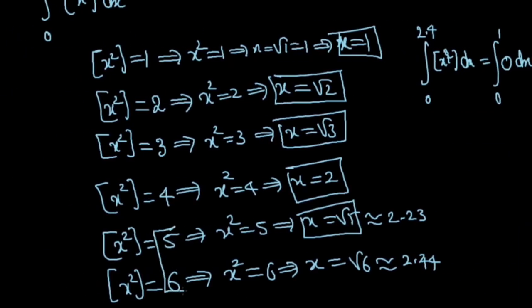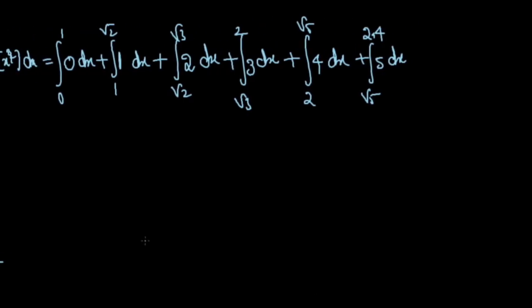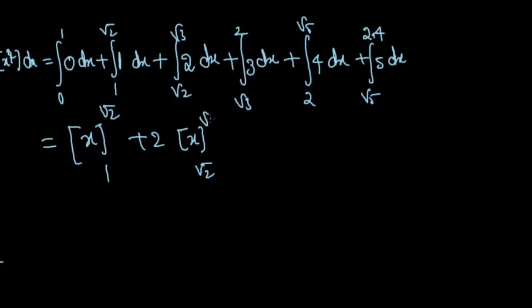Next, the step function of 5 to 6 is 5. Therefore 5 dx. Now we have to integrate these results and you will get the answers. Now let's see. The integration of 1 is x, with limits 1 to root 2. Then the integration of 2 is 2x, from root 2 to root 3, plus 3 times x, from root 3 to 2.